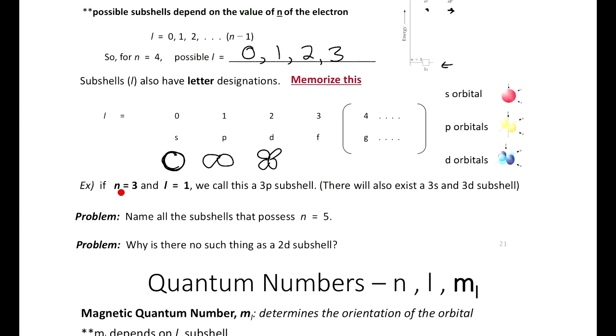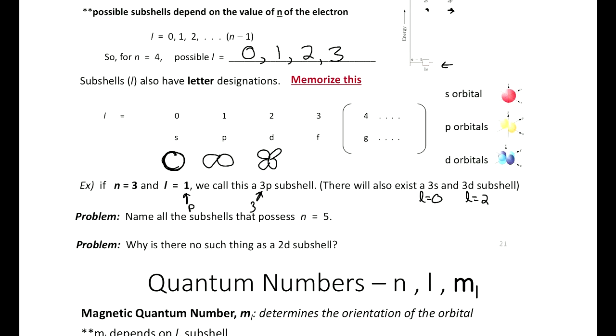All right. Okay, so let's continue here. So if we have an n equals 3 and an L equals 1, we call this a 3p subshell, right? Because the n of 3, there's the 3, and we remember L of 1 is related to a p orbital. So we call that combination a 3p orbital or 3p subshell, right? So there's also a 3s and a 3d, but those have different L values, L of 0 or L of 2, right?